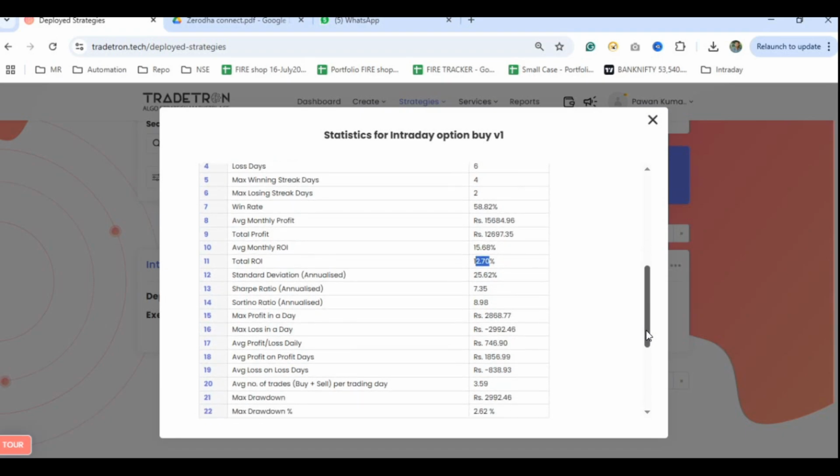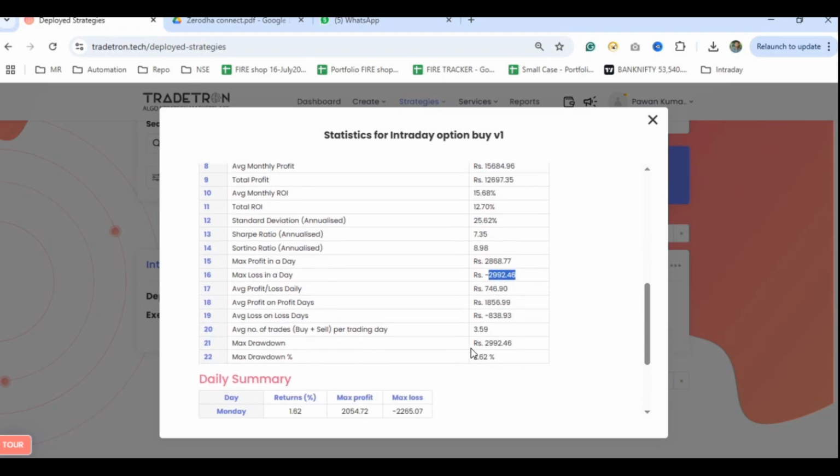Max profit is, you see, this is the max profit and this is the max loss, and these are the two parameters which I want to focus on. And max drawdown is 2.6%, max in percent. So yeah, I think this is the overall statistics and daily summary.